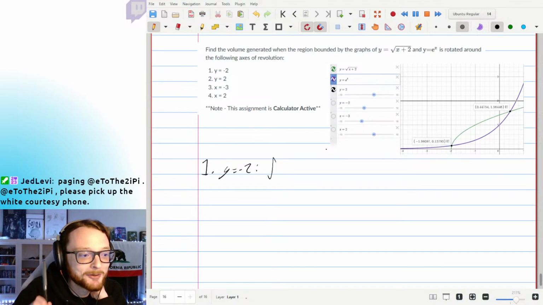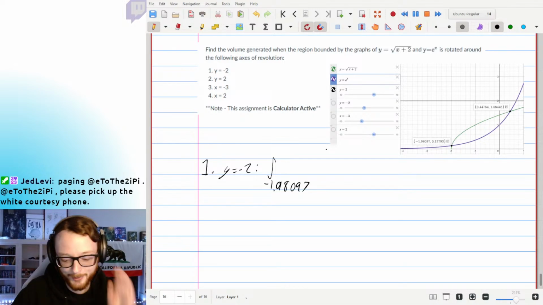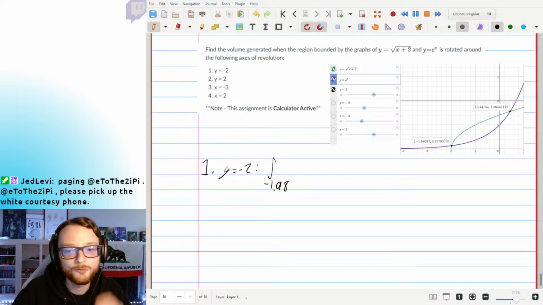Oh, this is a very good one to have calculators allowed for, because good luck finding these intersection points without one. It's probably overkill to do that many digits.